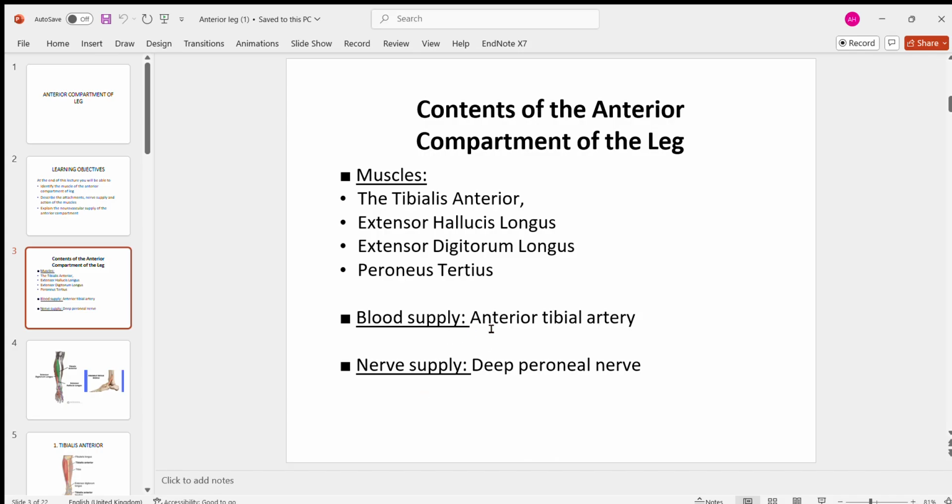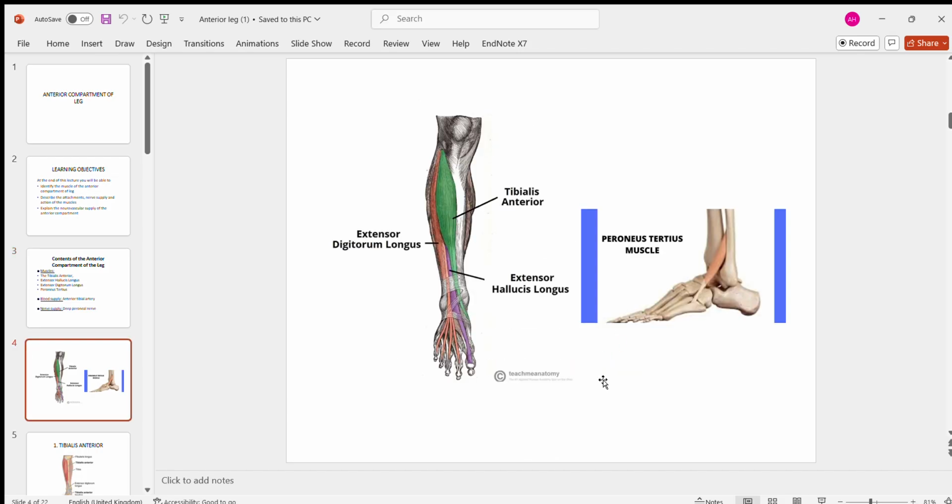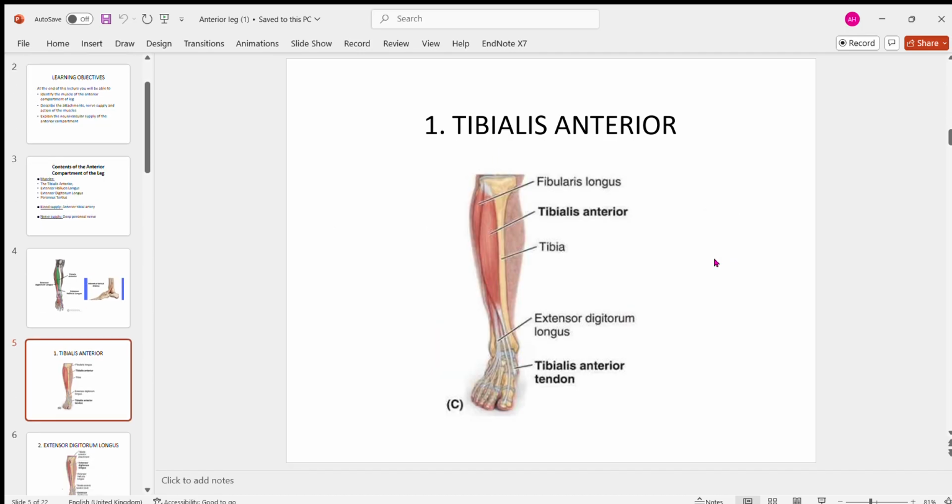The blood supply is via the anterior tibial artery, which is a branch of popliteal artery, and the nerve supply is through the deep peroneal nerve. These are the four muscles of the anterior compartment: the tibialis anterior in green, the extensor digitorum longus in red, the extensor hallucis longus in purple, and the peroneus tertius here in peach. Now we are going to do these one by one.